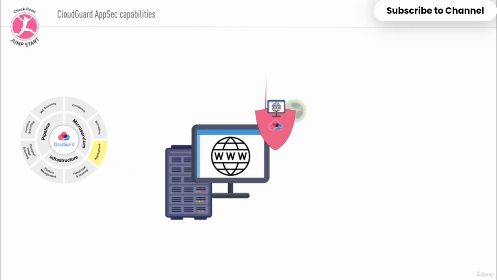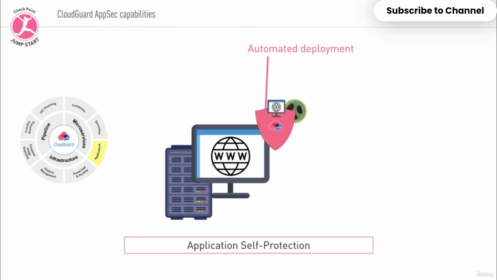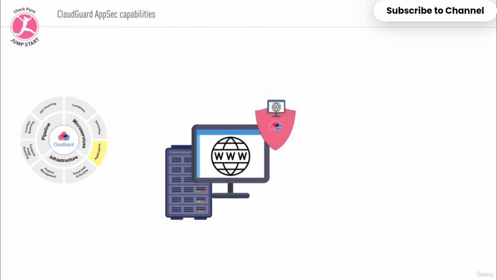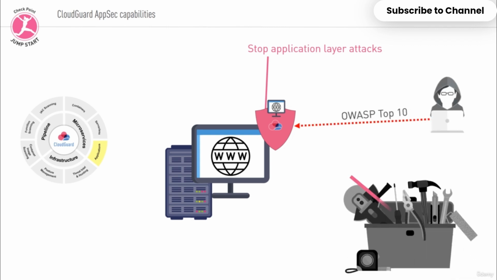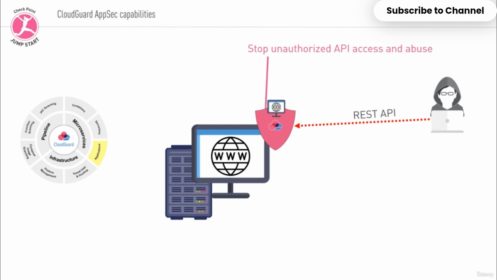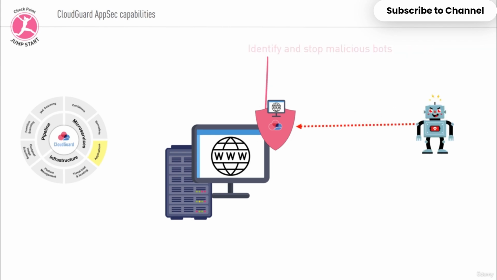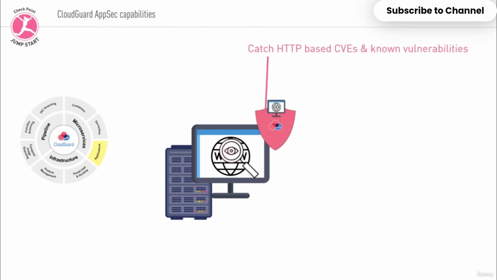CloudGuard AppSec enables automated deployment that requires no rule tuning. It relies on the concept of application self-protection powered by a contextual AI engine. CloudGuard AppSec can stop application layer attacks, including OWASP Top 10, with little to no manual tuning or false positives. It can stop unauthorized API access and abuse without breaking applications and frustrating users. It can identify and stop malicious bots before they can negatively impact the customer's experience. And it can catch any HTTP-based CVEs and known vulnerabilities.